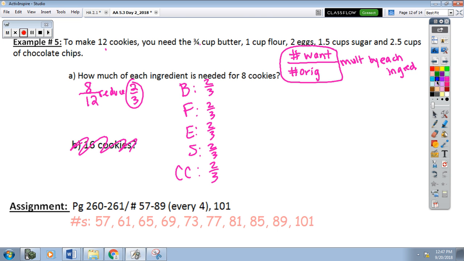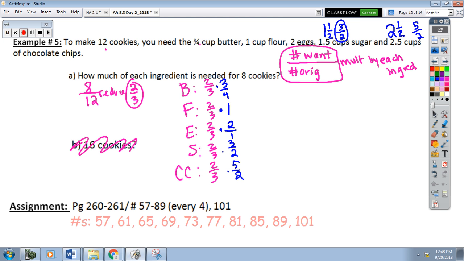So the butter was 3/4. The flour was just 1 cup. The eggs were 2. Now for the 2 eggs, I'd probably put 2/1 to force it to be a fraction. The sugar, now the sugar is interesting. It's 1.5, which is 1 1/2. You'll want to change that to improper. So 2 times 1 plus 1 gets me 3/2. And my chocolate chips were 2.5, which is 2 1/2. Change that to improper. 2 times 2 plus 1 gets me 5 halves.